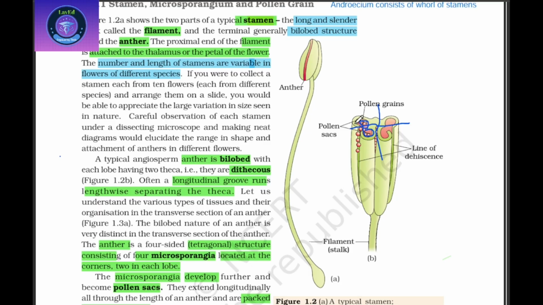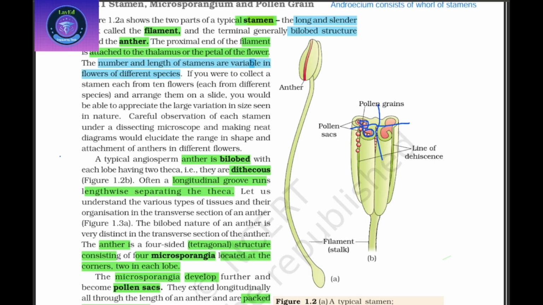One more time. Anther, tetragonal structure. It is a bilobed structure. Each lobe consists of two cup-like structures, hence called dithecous. Each cup-like structure consists of a microsporangium. Hence, in a lobe, there become two microsporangia. That is the main thing.